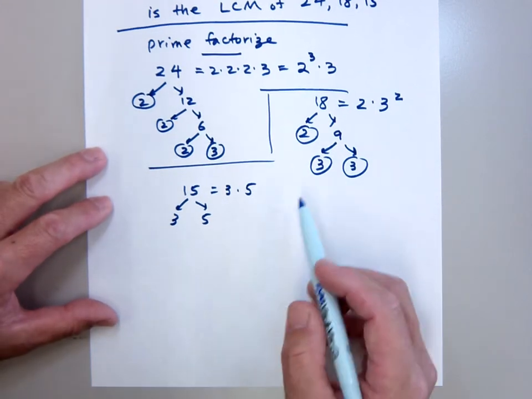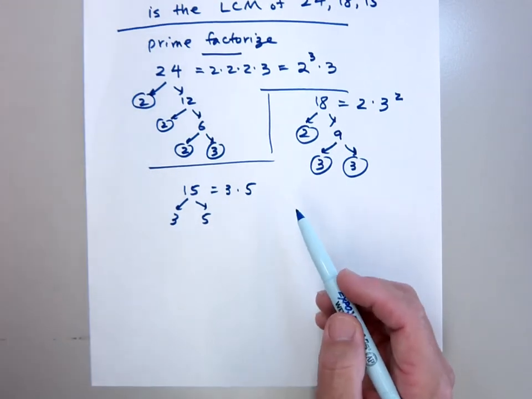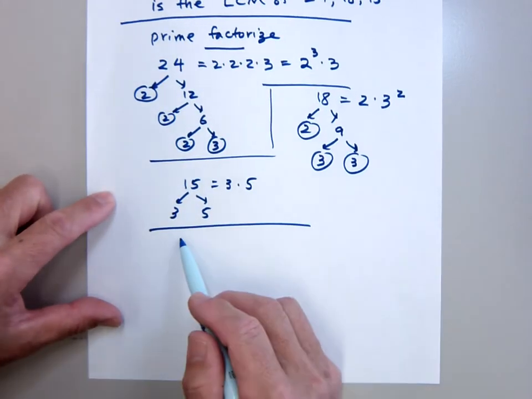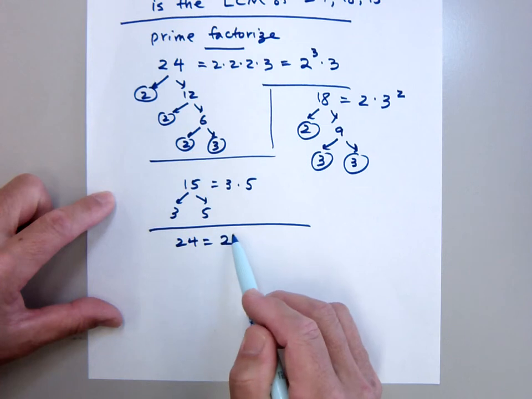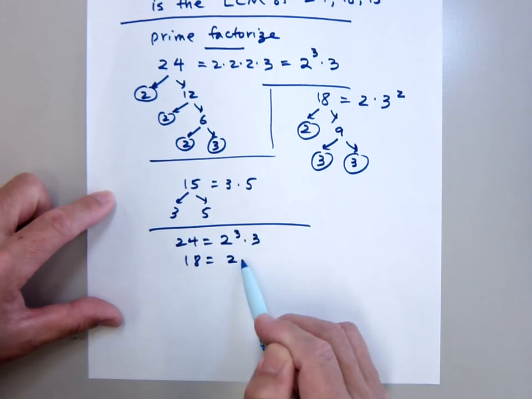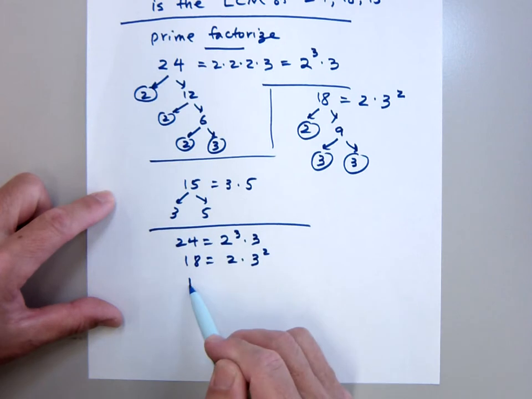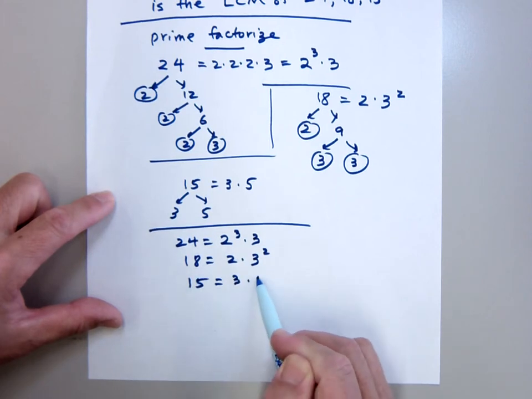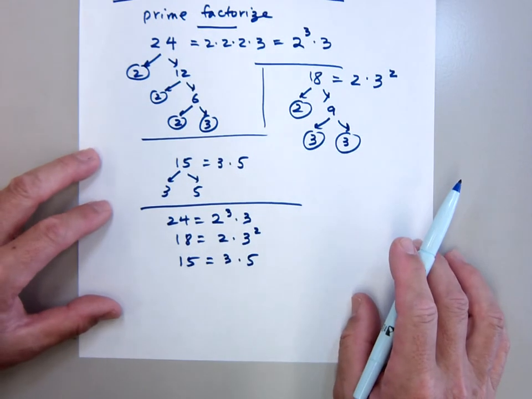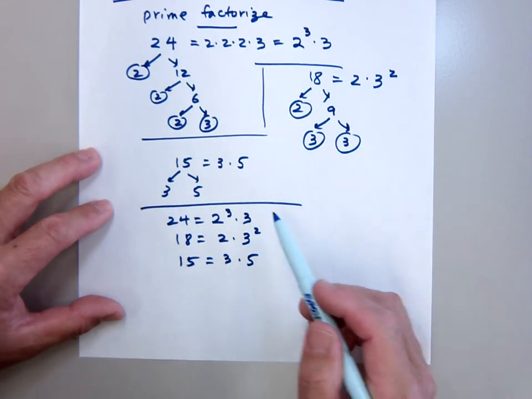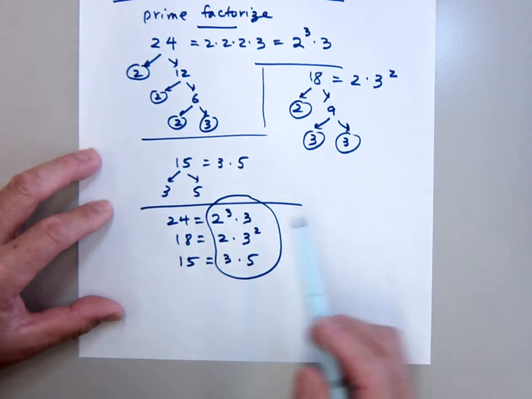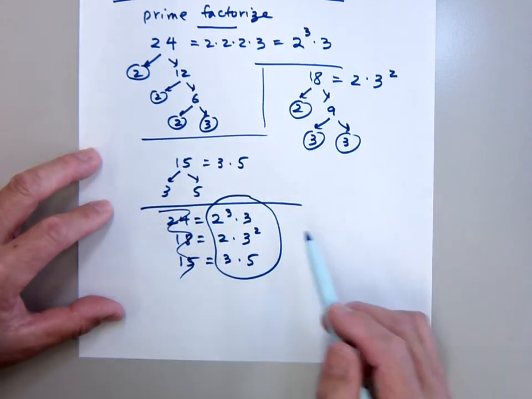So let's look at this. 24 we wrote as 2 cubed times 3, 18 as 2 times 3 squared, 15 as 3 times 5. So that's the prime factorization of the three denominators. Now we solely concentrate on these three. We don't really need this anymore.